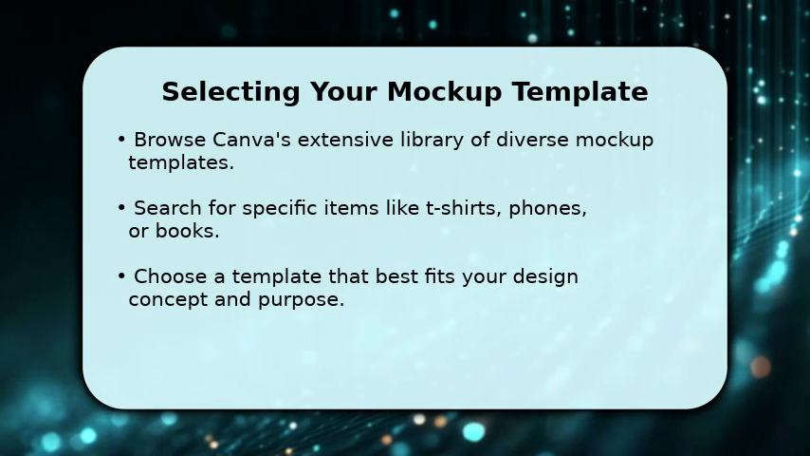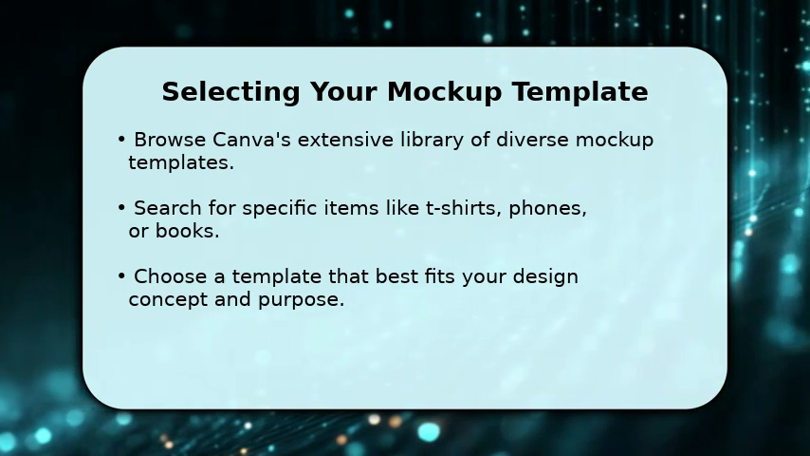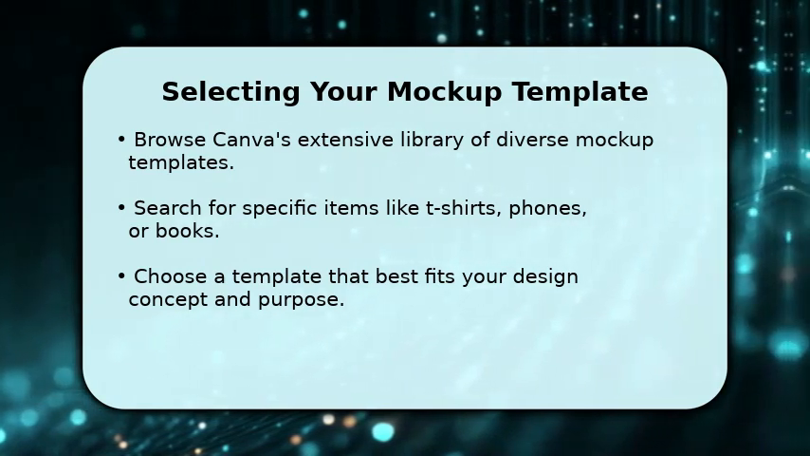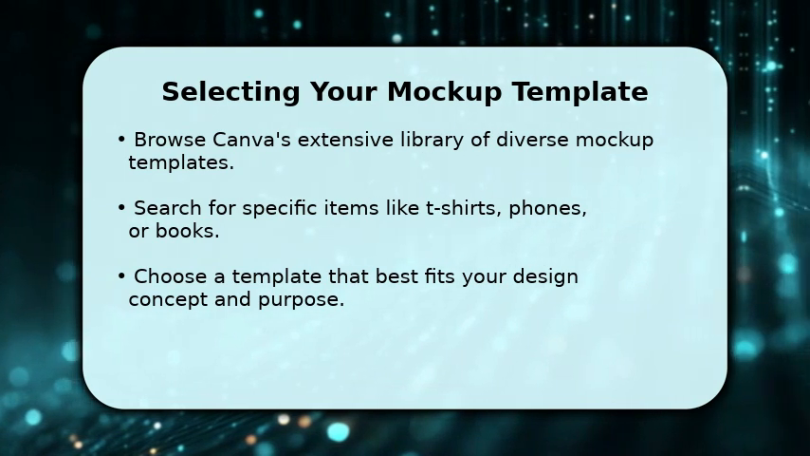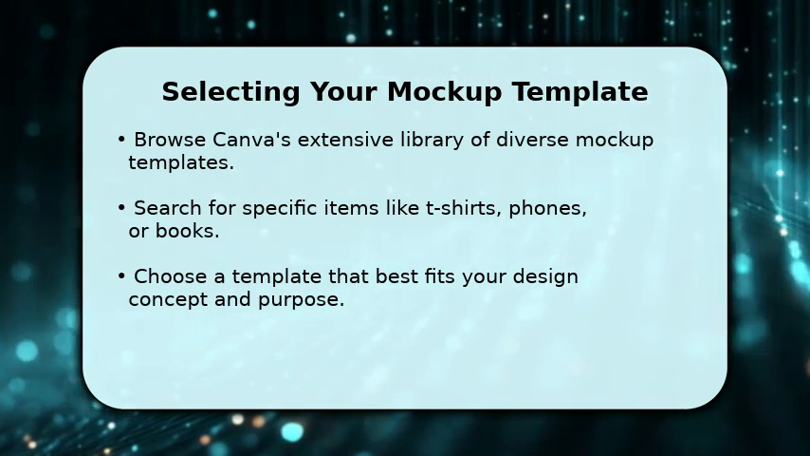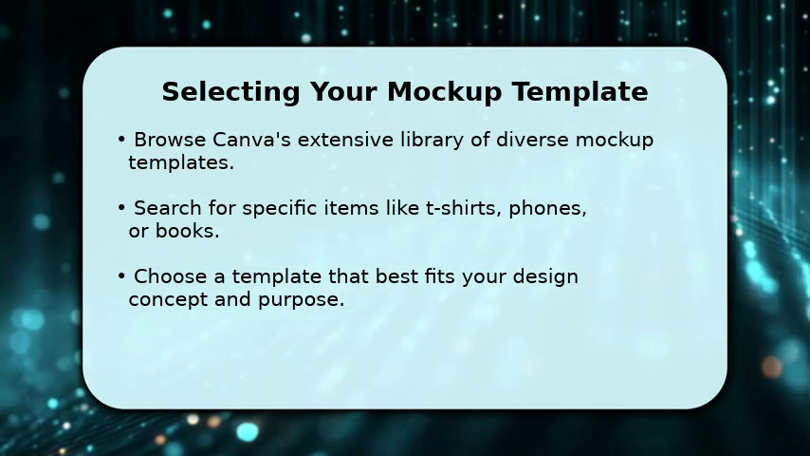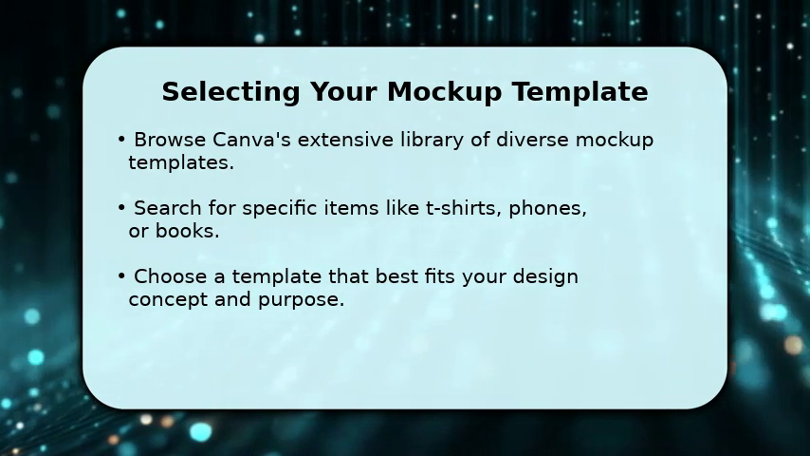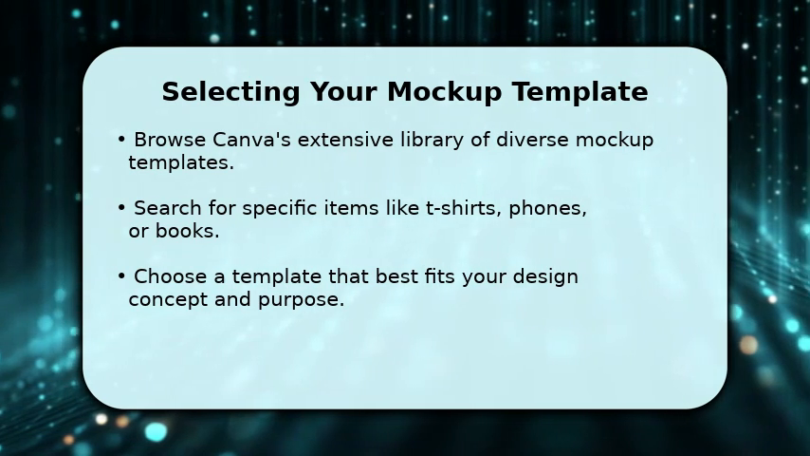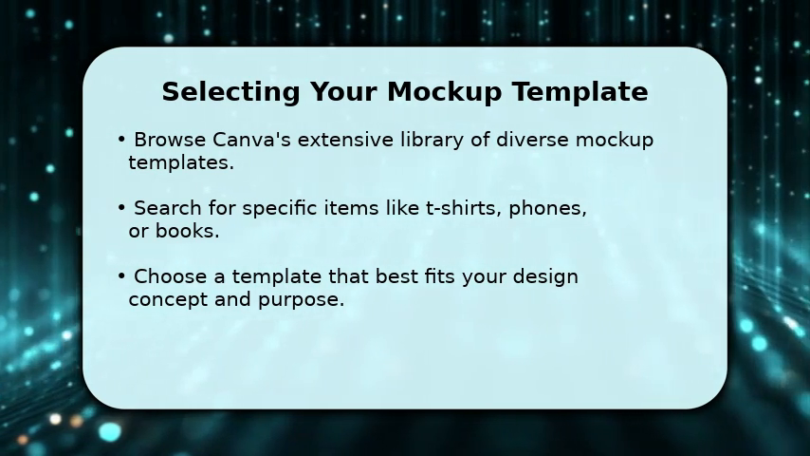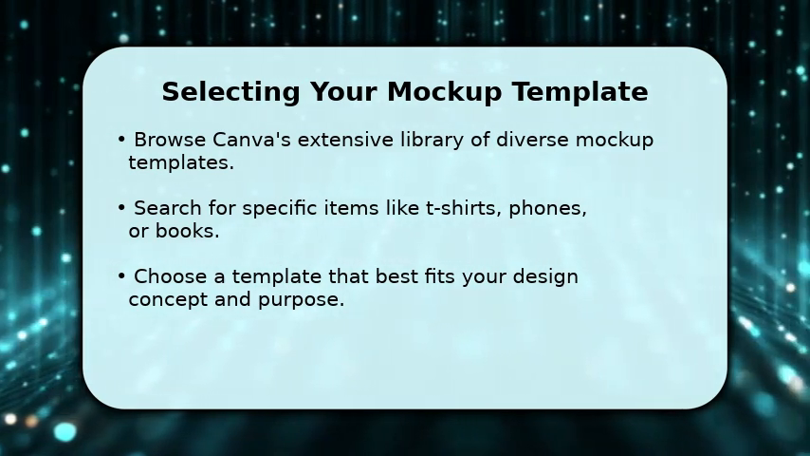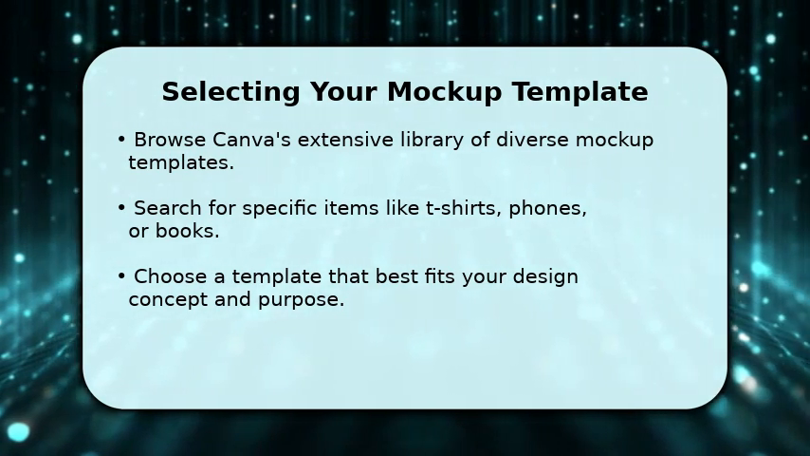Once you are in the Smart Mockups section, you will discover a wide array of templates. You can easily search for specific categories such as apparel, technology, or print products. Take your time to browse through the options and select a template that perfectly aligns with your design. There are hundreds of choices, ensuring you find the ideal setting for your creative work.